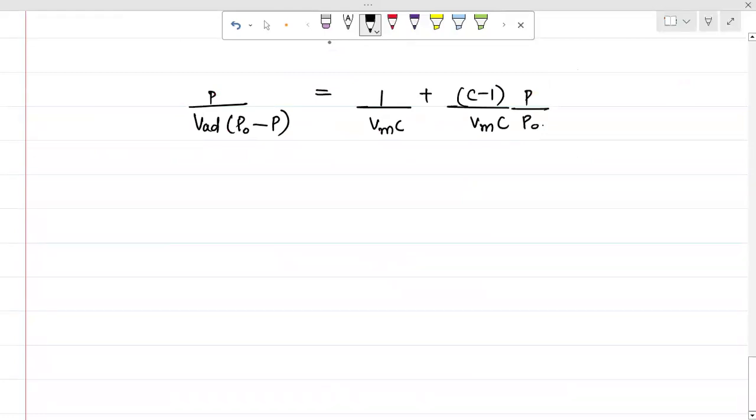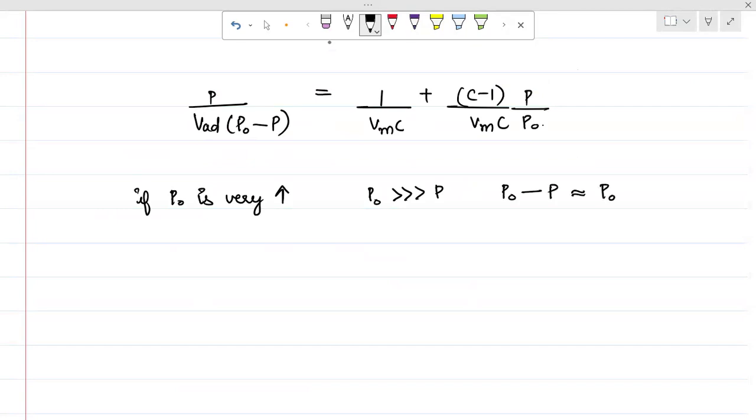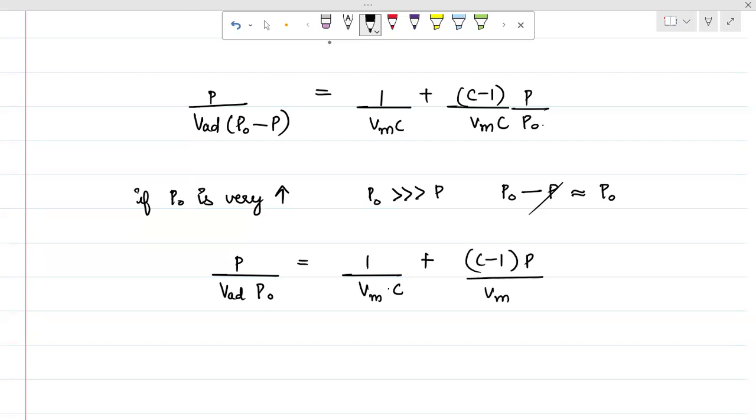Okay, now imagine that the saturation pressure is very high. If the saturation pressure is very high, P naught will be very much higher than that of P, correct? Then P naught minus P will approximately be P naught itself, because now the value is so high that this P can be neglected. So if that is applied over here, the modified BET equation becomes P by V absorbed P naught is equal to 1 by VmC plus (C minus 1) P by VmC P naught.